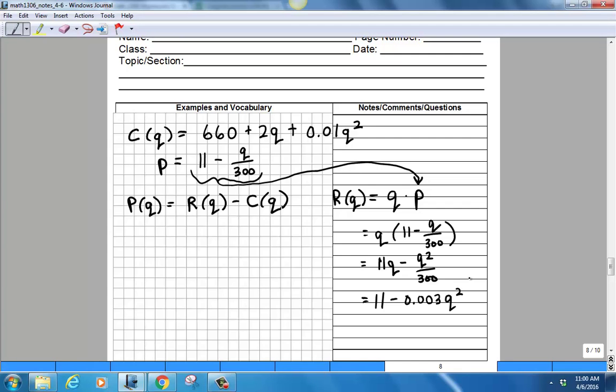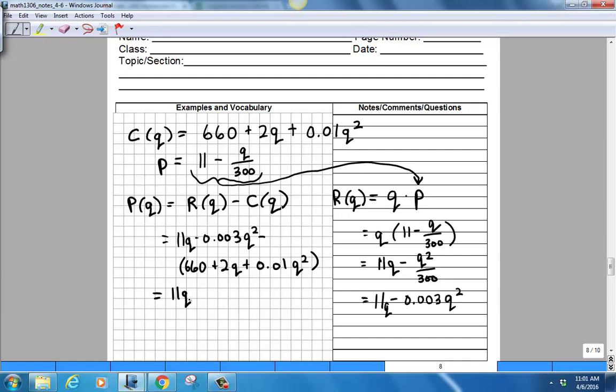There is my revenue formula. And now everything is just like in the previous example. I'm sorry, this is supposed to be a Q right there. So I have 11Q minus 0.003 Q squared, minus this big cost formula, which is 660 plus 2Q plus 0.01 Q squared.